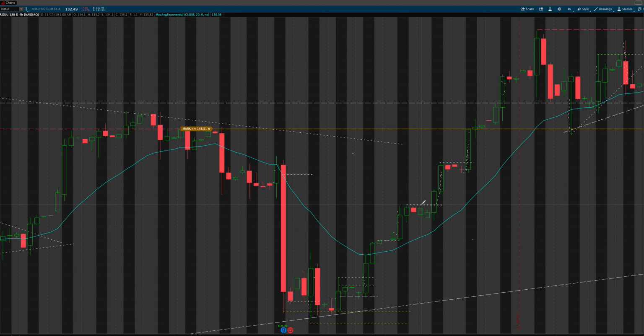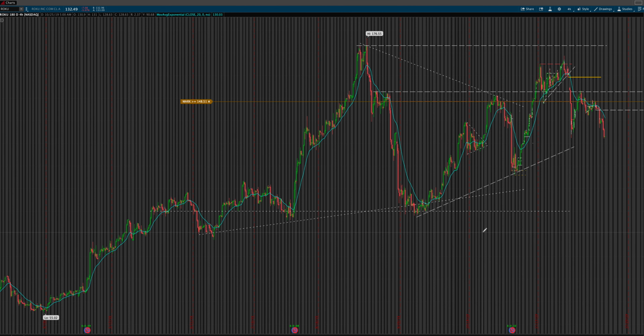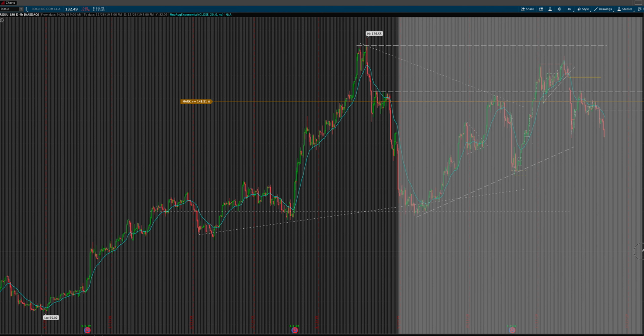It also did it another time. It created its resistance. It had its support area. It broke out of its ceiling area and it had a continuation. Broke out of its ceiling area, had a continuation, and that's another 3 examples.